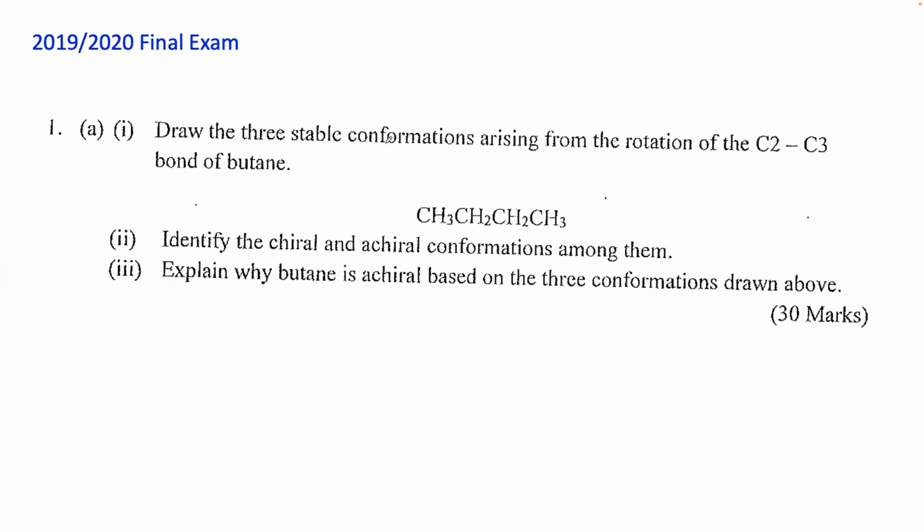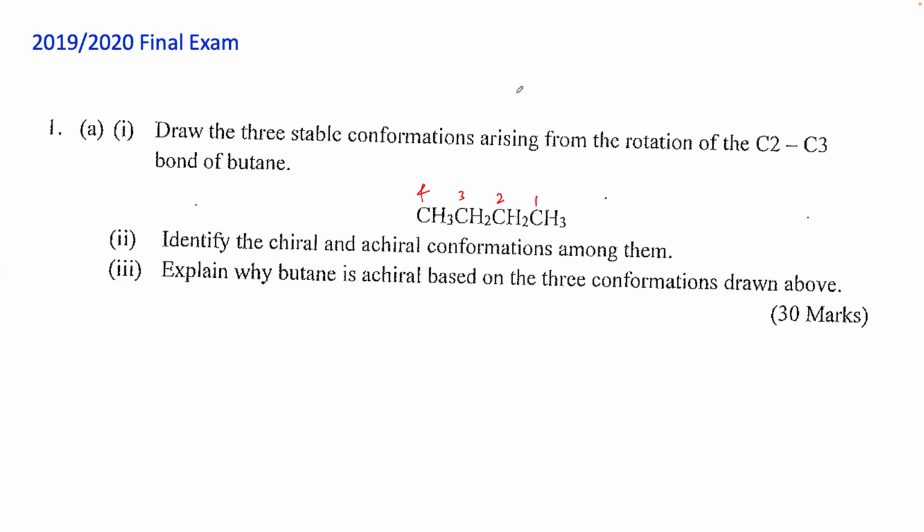Right. So it says draw the three stable conformations. So these are conformational isomers by rotation of these alkanes. Draw the 3 stable conformations arising from the rotation of the C2 and C3 bond of butane. So this is butane. We learned about propane and butane. So you can label 1, 2, 3, and 4. They're asking for the stable conformations arising from the rotation of the C2 and C3 bond.